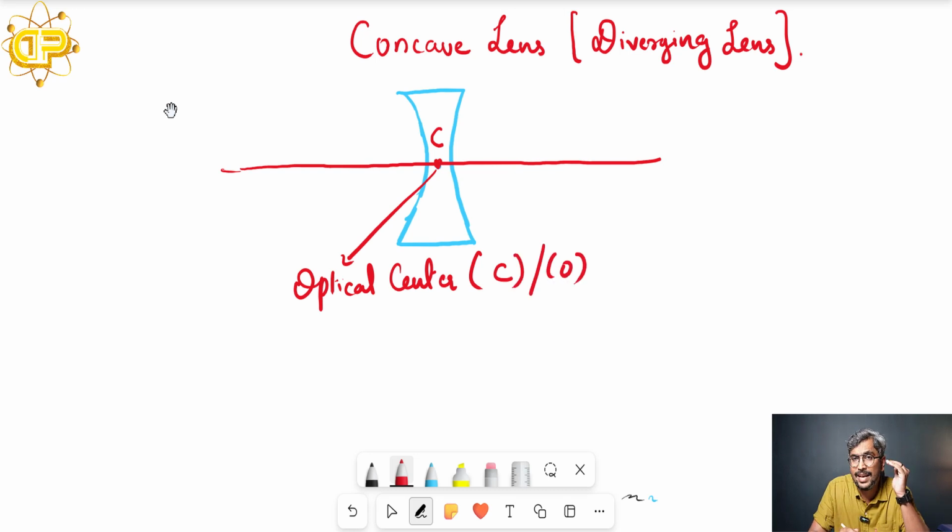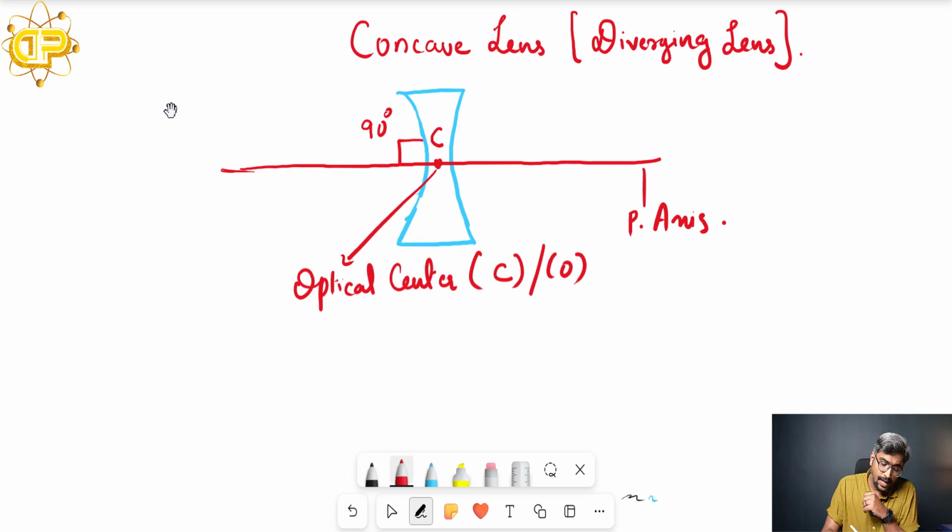Now the imaginary line which passes through this optical center and is perpendicular, that is 90 degrees, to the surface of the lens, is known as the principal axis. And this is the principal axis. Now this lens is also known as a diverging lens. Why is this known as a diverging lens?